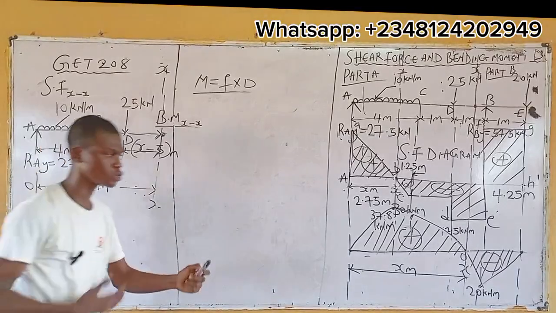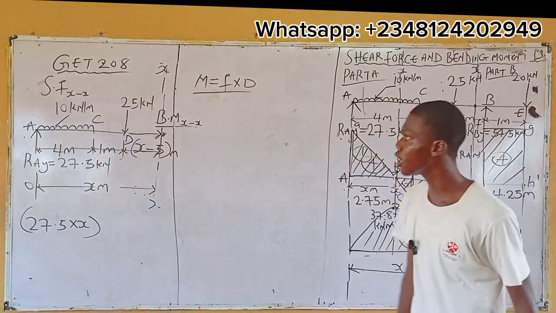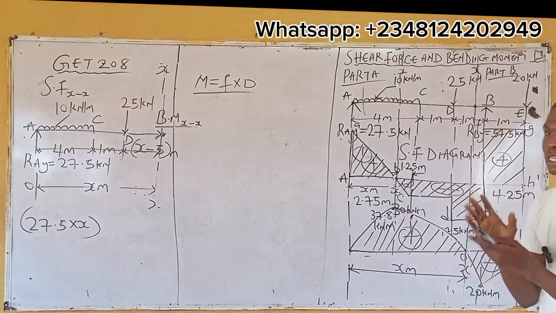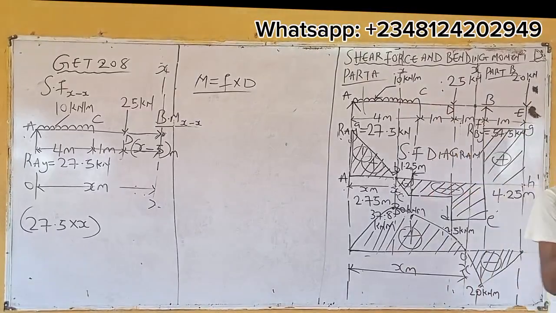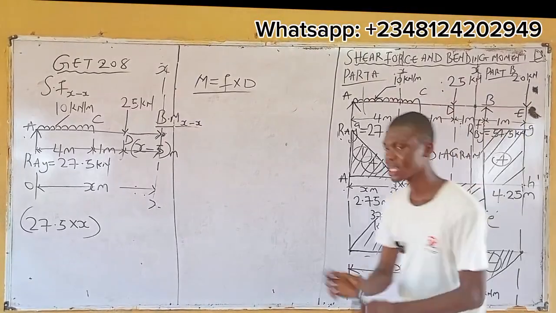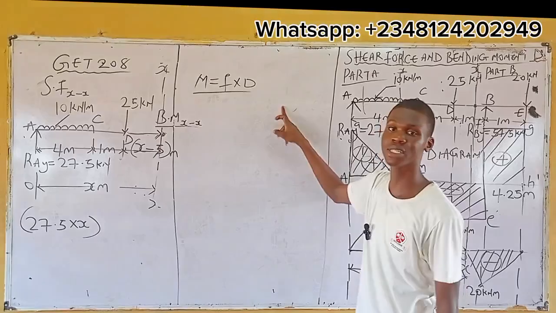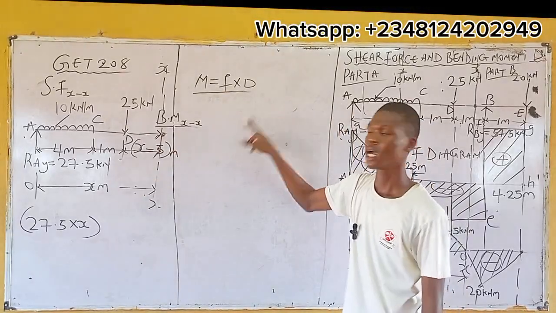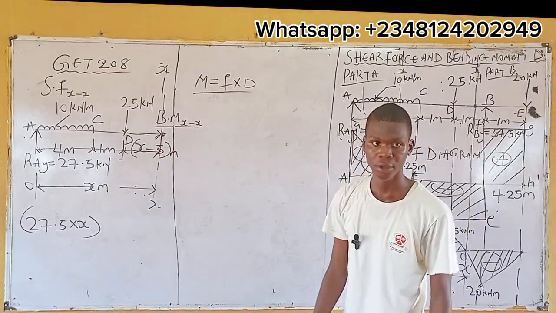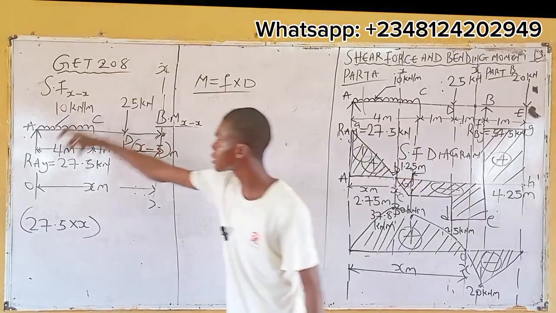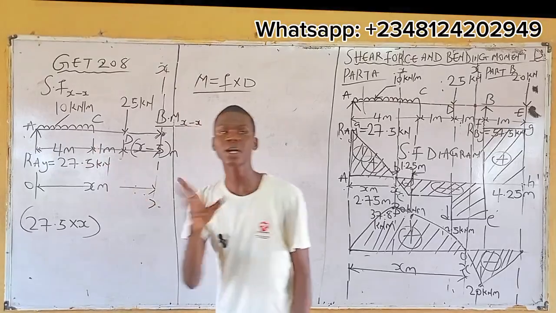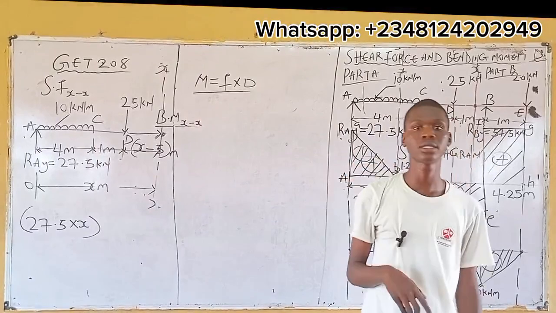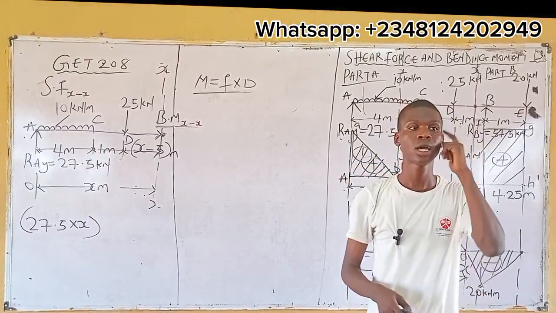The next force you'll be seeing is the UDL, look at it very well. At this level, it becomes technical, but it's still the same idea. First thing first, moment is force times distance. You need the force of your UDL, and you need the distance of your UDL. The force is 40. How do you get 40? 10 times 4. In what direction, clockwise or anti-clockwise? Anti-clockwise.